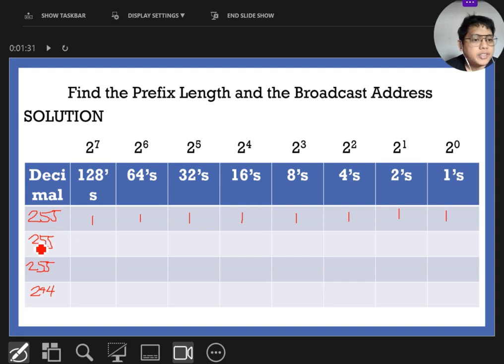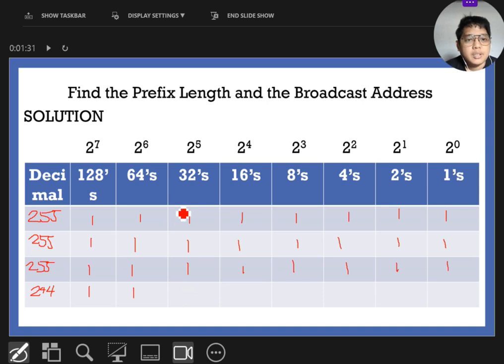Since they have the same decimal, we put the same value here. Then let's solve the last decimal, which is 244. The same process: how many 128 are there in 244? There's only one. So 244 minus 128, our remaining decimal is 116. How many 64s are there in 116? We have 1. So 116 minus 64, we have 52 remaining decimal.